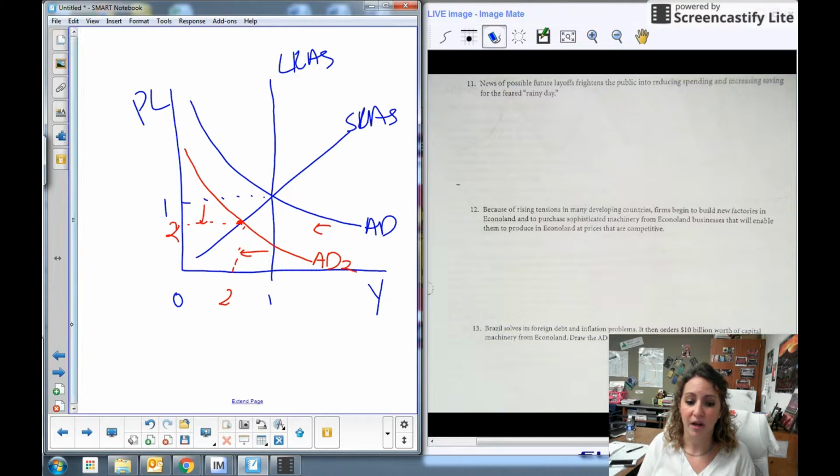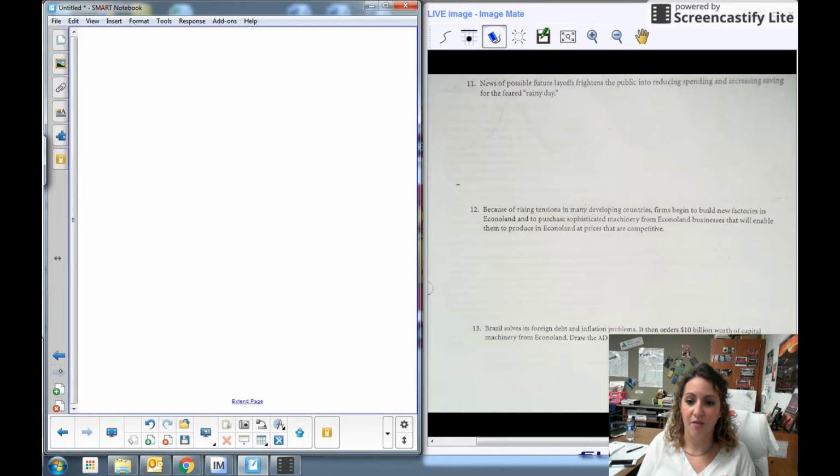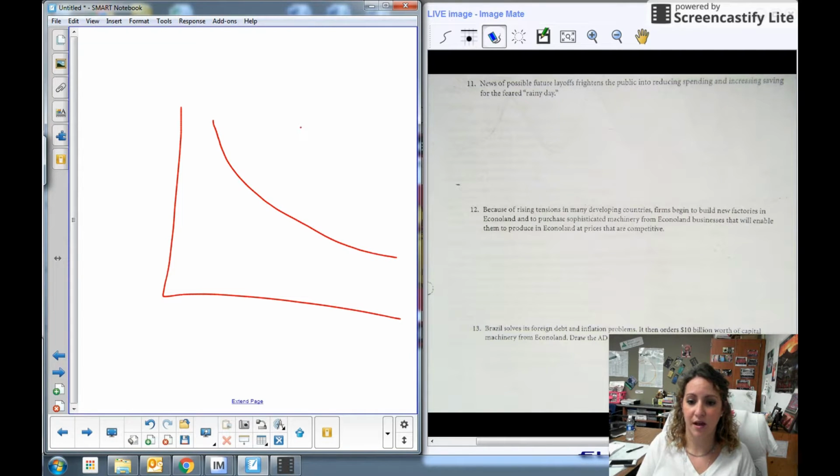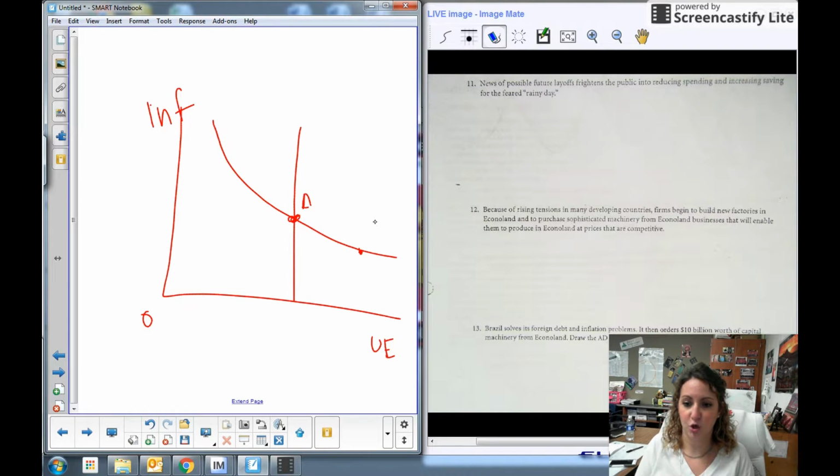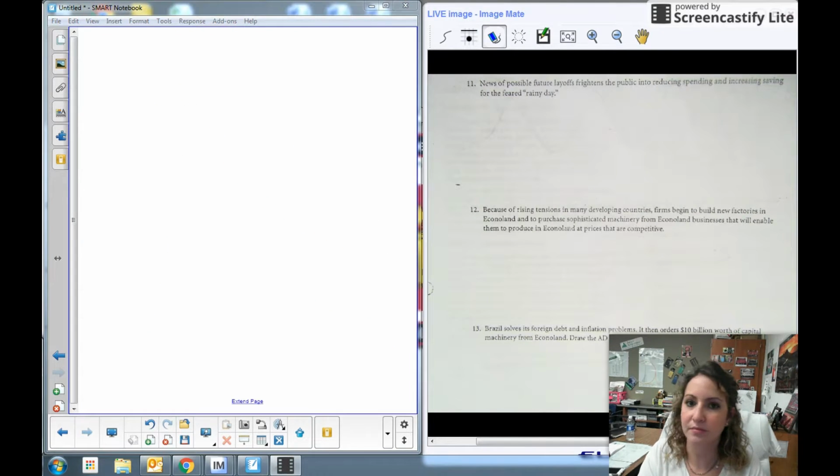And just like before, a shift of aggregate demand to the left causes a movement. So we have inflation, unemployment. It's just a movement from equilibrium to some sort of recession, which is further down on the short run Phillips curve to point B.